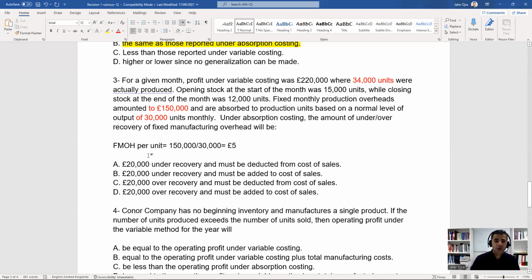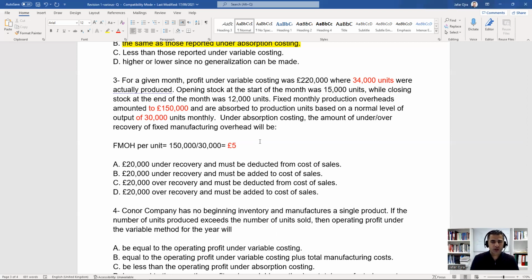In this case, we are over by 4,000 units. If you multiply 4,000 units by the fixed manufacturing overhead of £5, you'll get £20,000. So 4,000 multiplied by 5 is £20,000. We know it's over absorbed, over recovery, because the actual production is more than we budgeted.